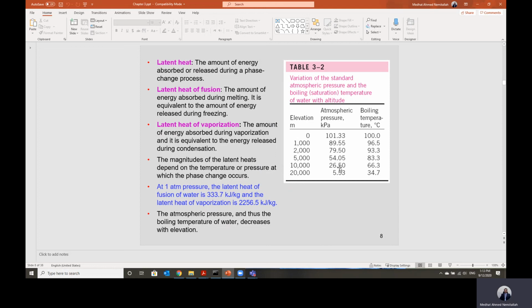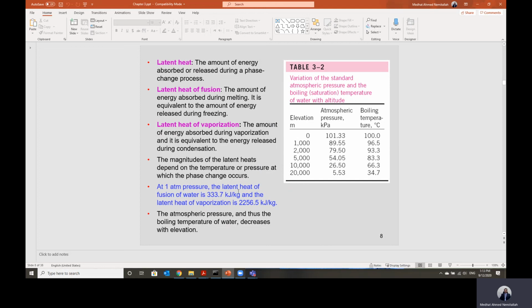In this case, the atmospheric pressure outside the airplane will be about 26.5 kilopascal. That means if you could put your hand outside the airplane and boil water, the water would be boiling at 66.3 degrees C, but not inside the airplane, because inside the airplane the pressure is usually adjusted to the atmospheric one, okay? But outside the airplane, flying at 10 kilometers, the boiling temperature will be 66.3 degrees C.